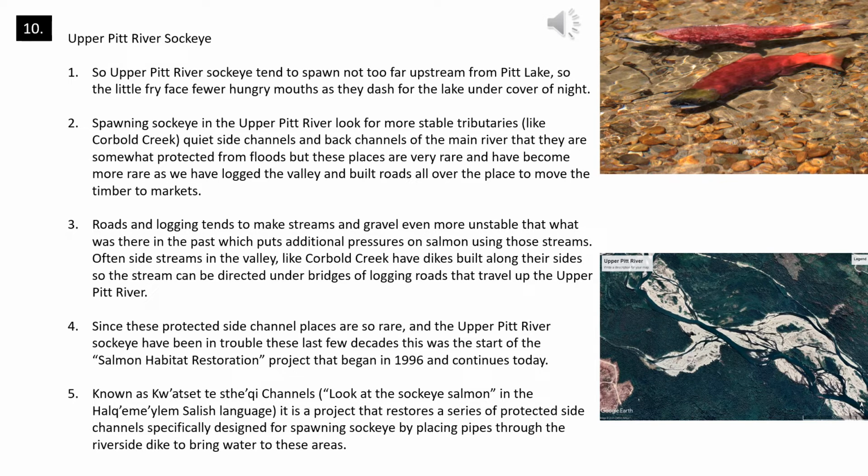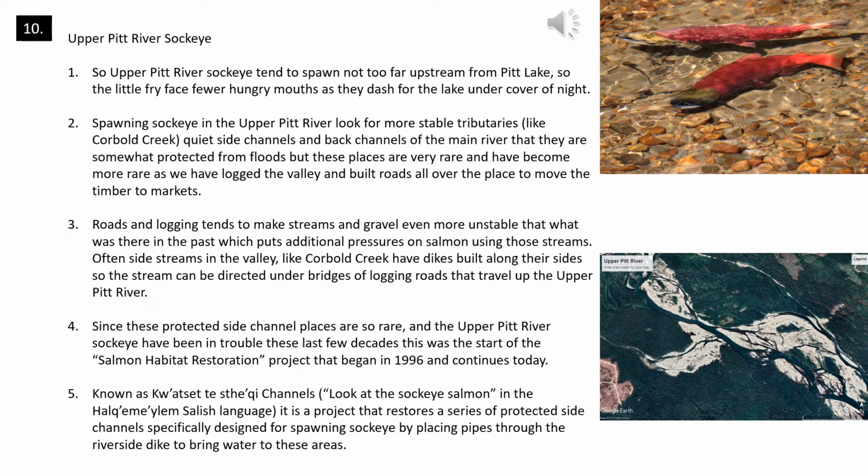So I got a little ahead of myself in the last slide. So this is a summary of what I've said. So the Upper Pitt sockeye don't spawn too far up from the lake. They're looking for these quiet side channels and back channels that are somewhat protected from the floods. The valley has been logged, and there's roads built all over the place to move the timber to the market. So as we talked even previously, roads and logging tends to make the streams and gravel more unstable. So the Upper Pitt has never been a stable stream, but it's not getting better.